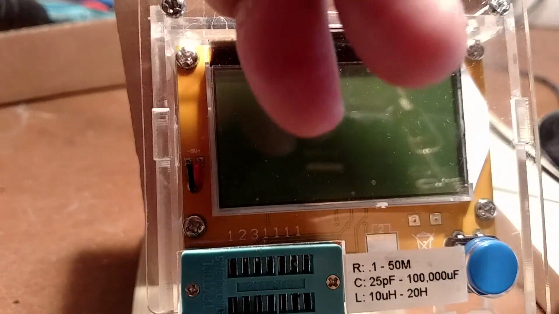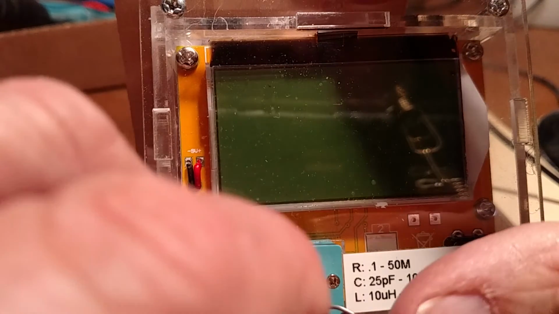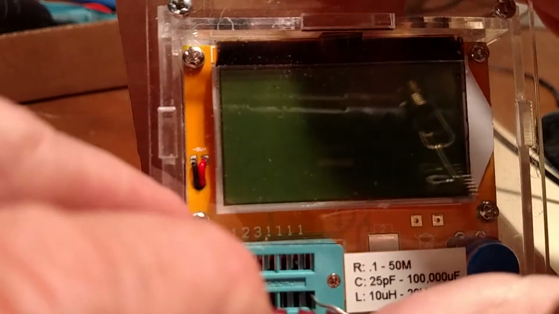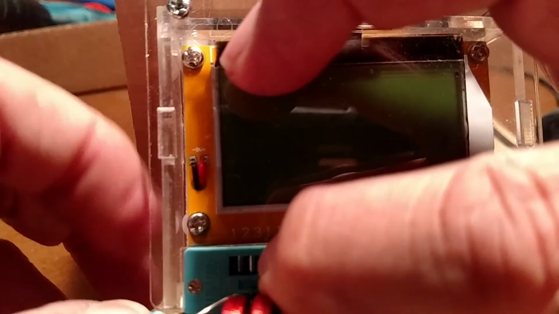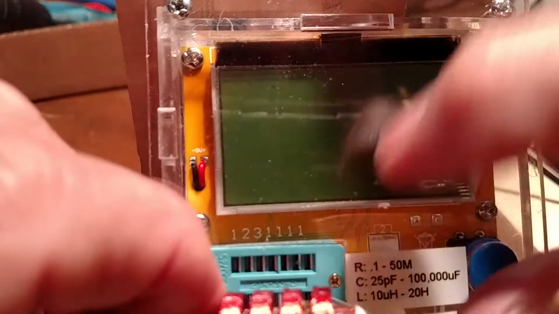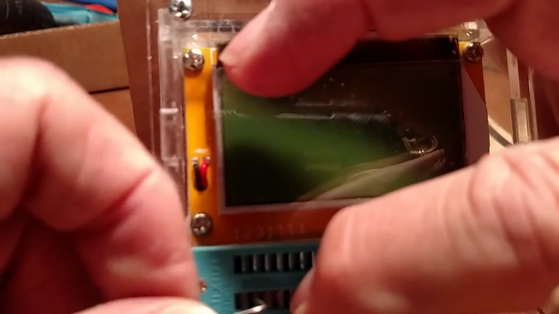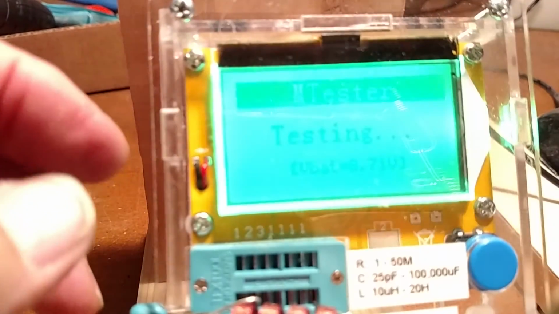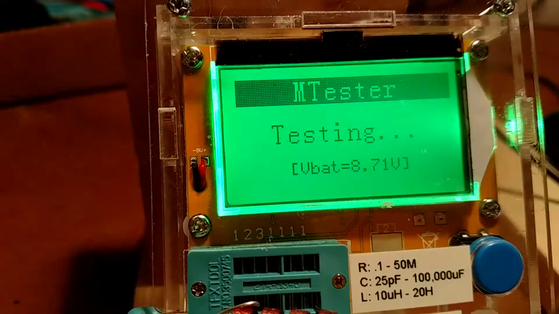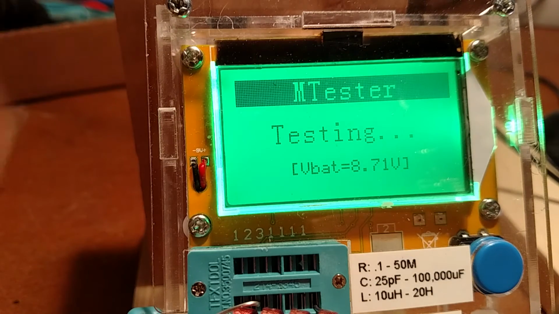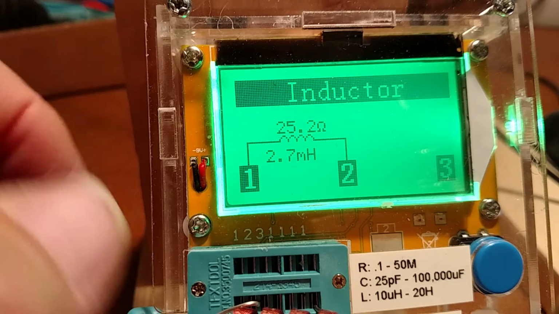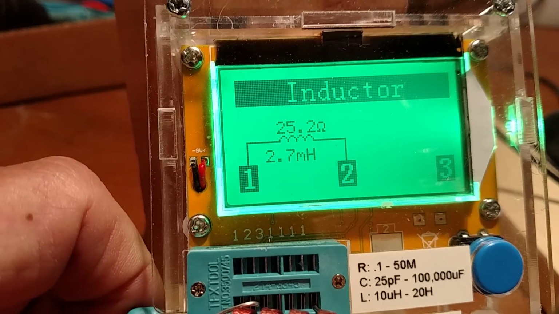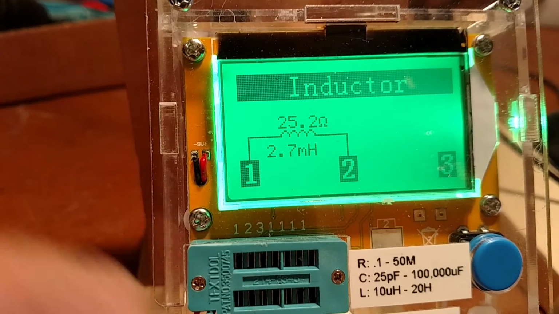It has no problem measuring these high RF chokes. There's a couple of millihenries, I think. We'll know in a minute, won't we? What's kind of cool about this is you don't really have to tell it what you're measuring. You just stick the leads in and push the button, and it figures it out. Boom, boom, boom. Come on, there we go. Yeah, 2 millihenries. 2.7. I don't know, 2.2 is what it's rated at.